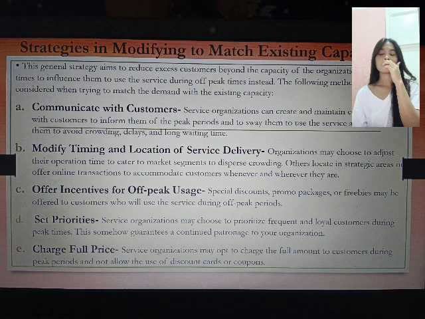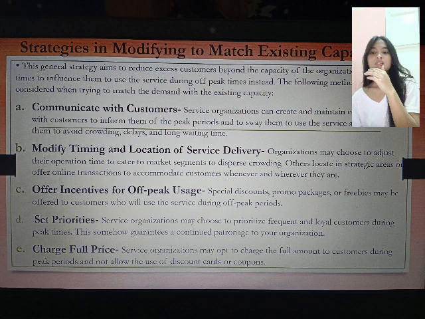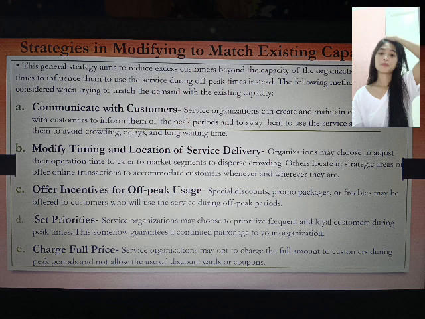customers. Then, the next one is charge full price. Service organizations may opt to charge the full amount to customers during peak periods and not allow the use of discount cards or coupons. Kasi na-increase naman ang demand at ang price pag peak season. Mas gusto talaga ng service organizations na magbayad fully ang customers, instead na magkaroon ng discounts or gamitin ang coupons.